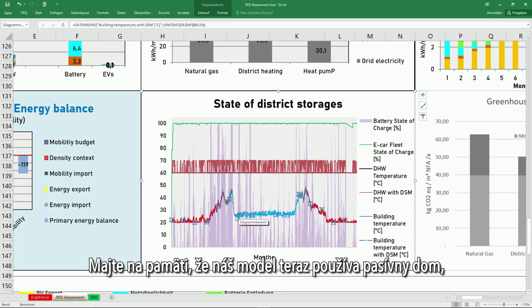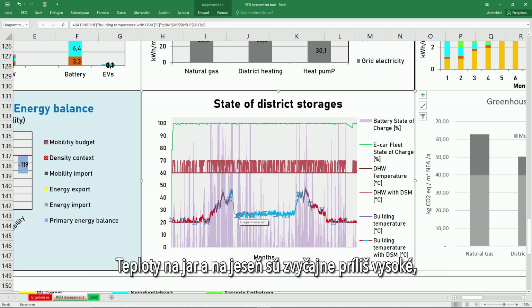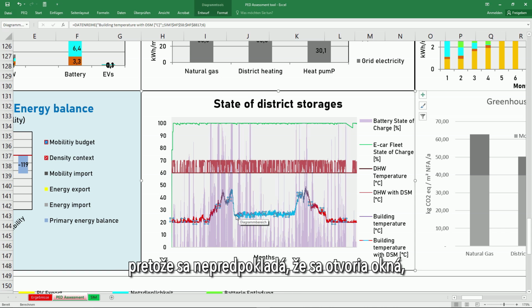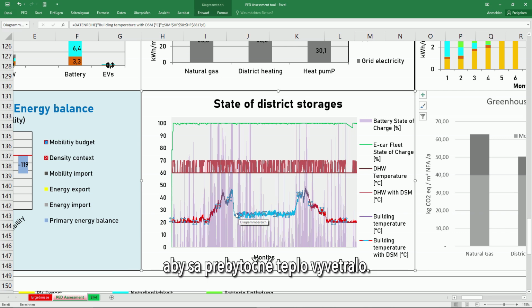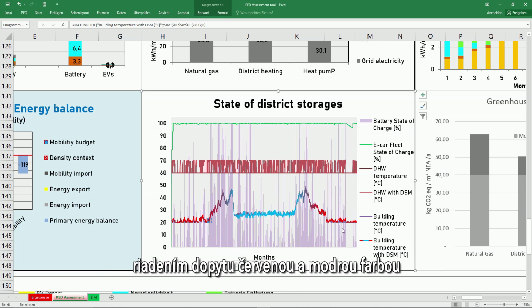Keep in mind that our model now uses a passive house, but it does not use night ventilation, so the temperatures for the spring and autumn typically are way too high, because it is not assumed that the windows will be opened to cool off the excess energy. So you need to disregard times where there is no heating and cooling present in the district, which is typically these times. But you can see here the difference between a building operation with demand-side management in red and blue, and without demand-side management in purple.